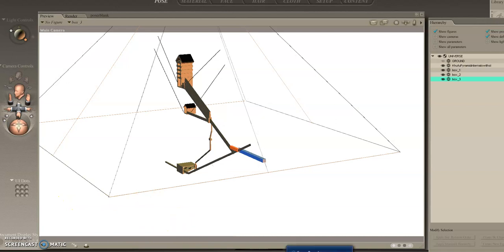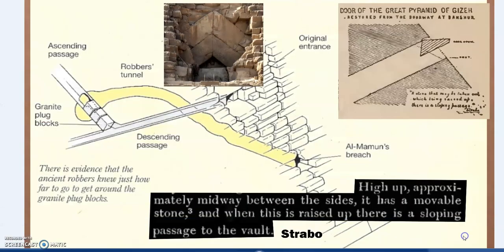Anyway, that's just a quick look at the older texts that describe the internals of a pyramid. The casing stones were still there. Both Pliny and Strabo are describing this. The knowledge had to come from somewhere, and that was probably how Al Mamoon knew to dig directly there and find his passage in.